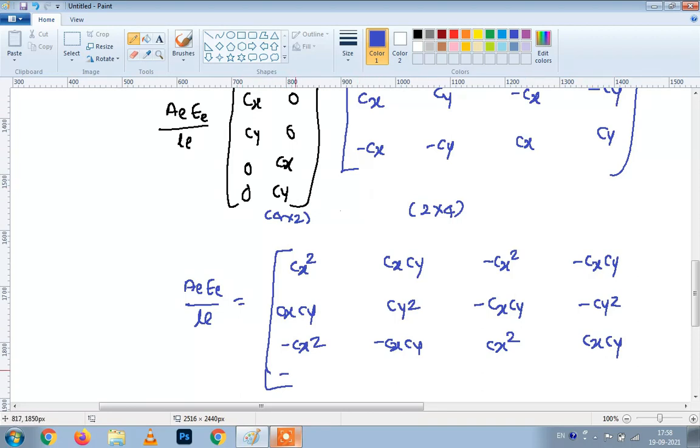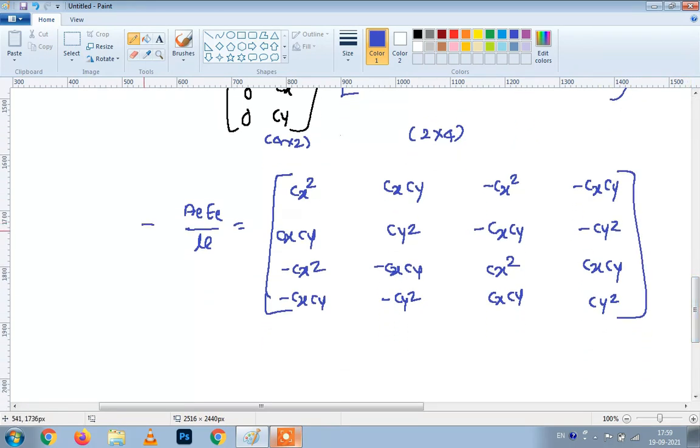Now in a similar way, we have to multiply fourth row with first column, fourth row into second column, fourth row into third column, and fourth row into fourth column. Now 0 into the last element, it will be Cy square, Cy into Cy, Cy square.